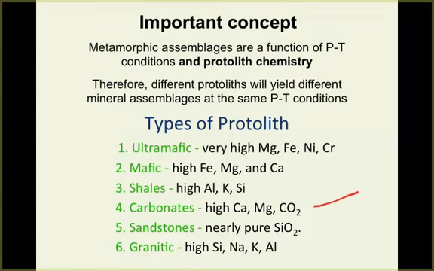If you're starting off with a carbonate protolith, there's a lot of calcium, magnesium, and you'll get some carbonate minerals. If you start off with a sandstone, there's a lot of silica. And if it's a granite, these are the elements that are most abundant at the lower end of Bowen's reaction series. So you'll get K-spars, muscovites, quartz, and potassium plagioclases.